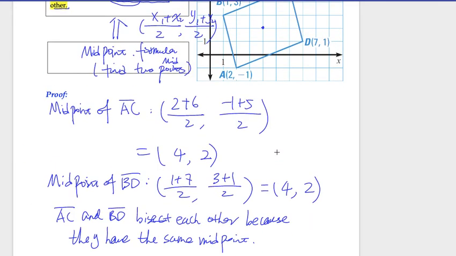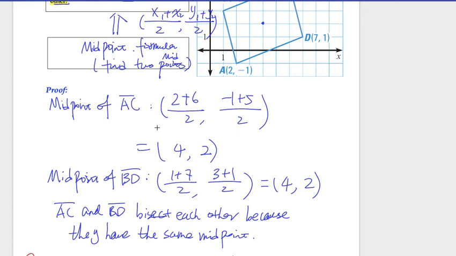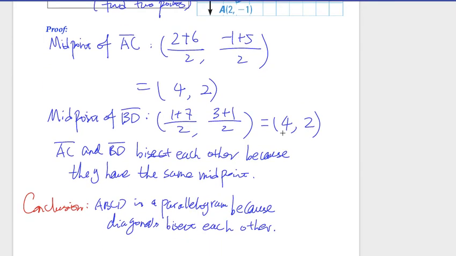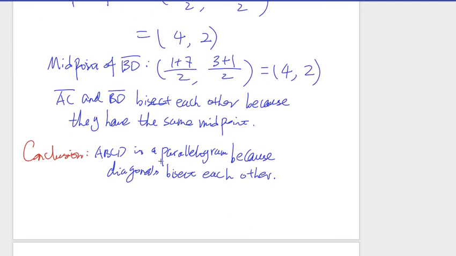So first, we decide what method we choose. We want to prove it, so we want to use diagonals. Even if we do not see the graph, a diagonal always connects two opposite endpoints. So we use the midpoint formula. We plug in the values, compare the midpoints, and they actually have the same midpoint, which means these two diagonals bisect each other because they have the same midpoint. And finally, we can tell ABCD is a parallelogram. So the final answer is yes, it is a parallelogram because diagonals bisect each other.